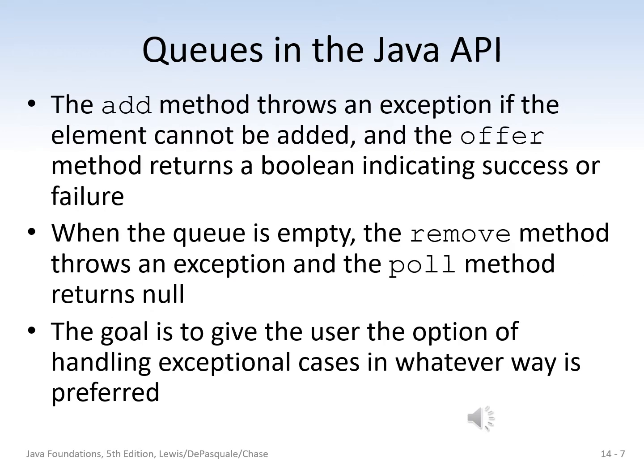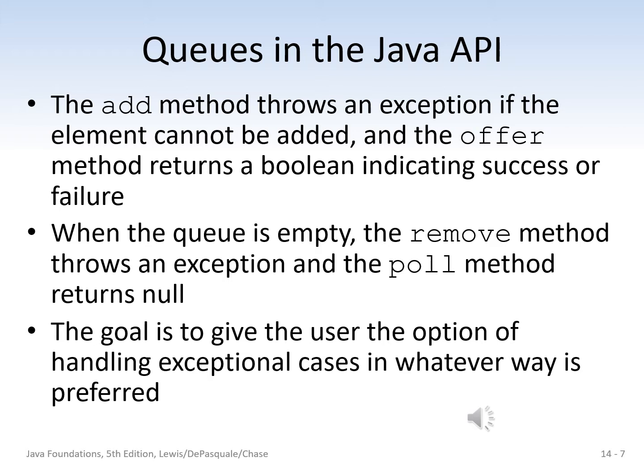There's a method named add, and it throws an exception if the element cannot be added. And there's also a method named offer that returns a Boolean indicating success or a failure when trying to add an element to a queue. When the queue is empty, the remove method will throw an exception, and the poll method returns null.